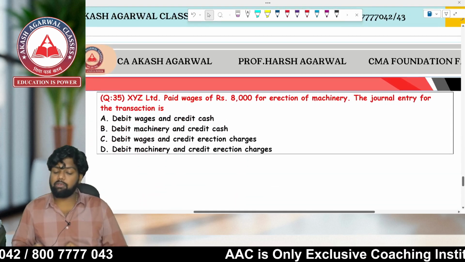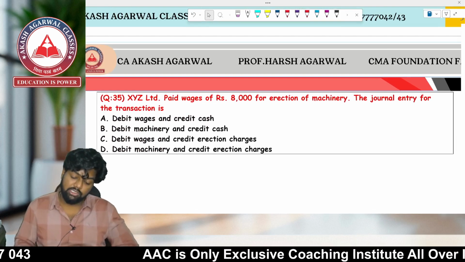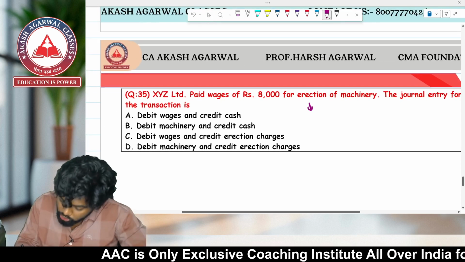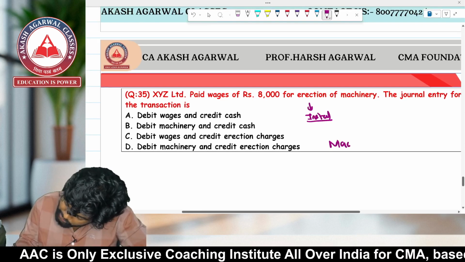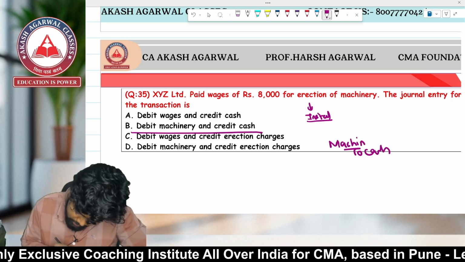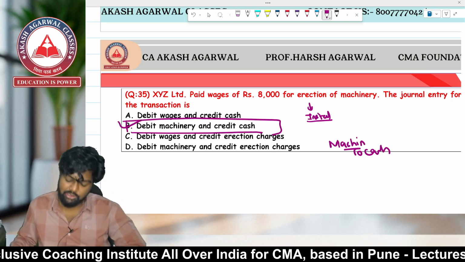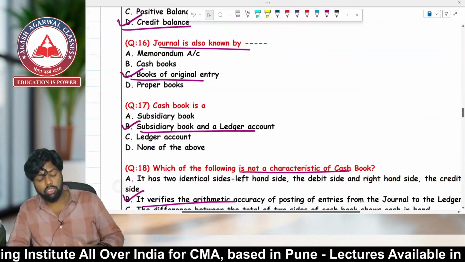XYZ Limited paid wages of 800 for erection of machinery. The entry for the transaction will be: erection means installation, so it is a capital expenditure. So the entry will be machinery account debit, to cash. Option B. Debit machinery and credit which account? Cash. Here we have completed 35 more MCQs.